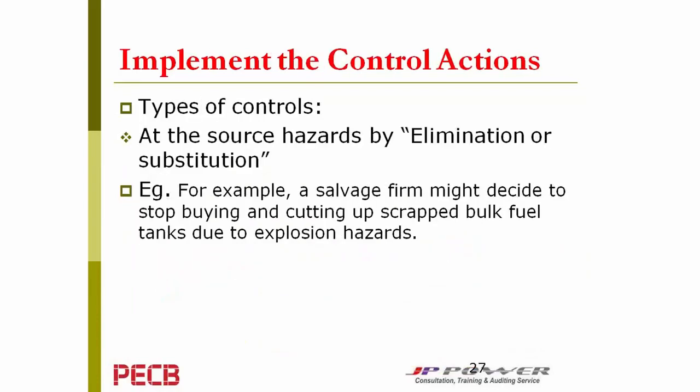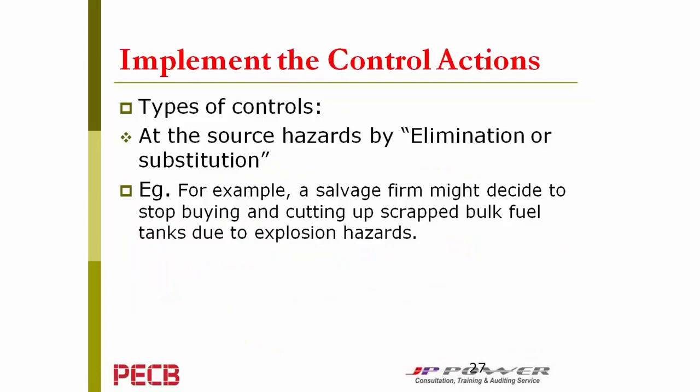The first level, the most favorable one, if we wish to control a workplace hazard, would be to eliminate the hazard at the source. We call it elimination or substitution methodology. For example, if we can eliminate the work, or take away the type of dangerous activity, we could eliminate the risk or the hazards.